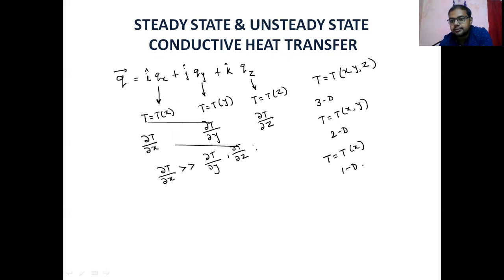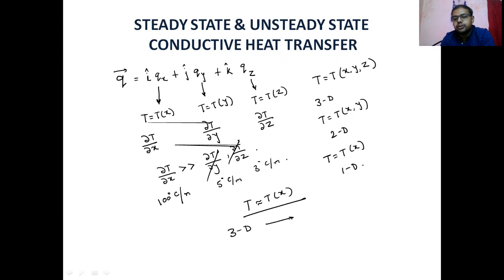If it is much greater, let you take it is some 100 degrees centigrade per meter. These two are 5 degrees centigrade per meter and 3 degrees centigrade per meter, very less in comparison to 100. So we can neglect these. We are considering temperature is only varying along x. So a 3-dimensional problem can be reduced to a 1-dimensional problem.